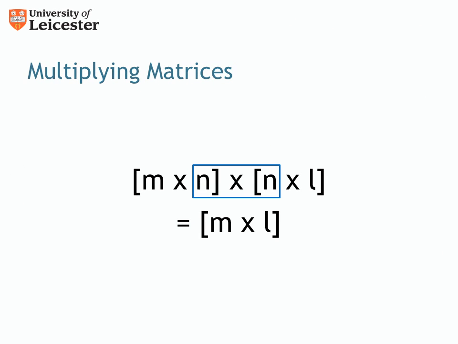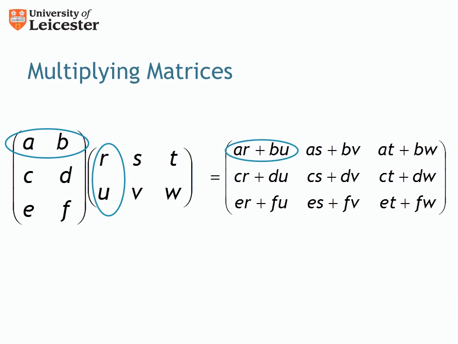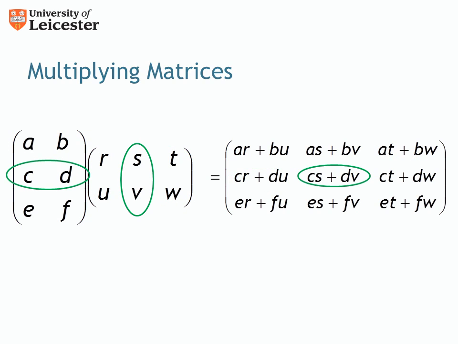It is important to note that matrix multiplication is not commutative. So if we have an m by n matrix and an n by l matrix, then we can multiply them, resulting in a matrix which is m by l. To multiply two matrices, we take the first row of the first and multiply this by each of the columns of the second in the way shown. We then repeat for each row of the first matrix.